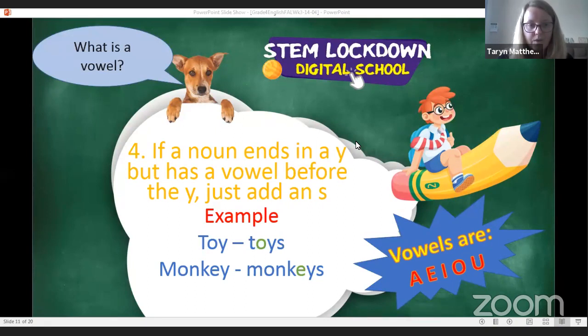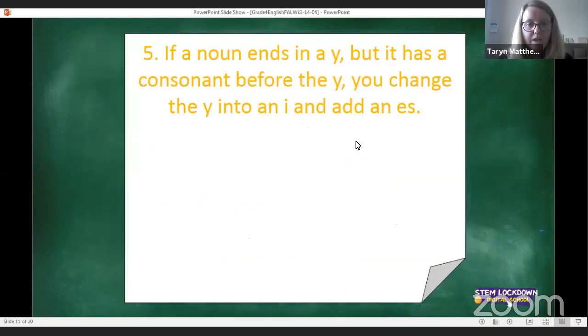All right, so rule 9. A word that ends in a Y, a noun, and has a consonant before the Y: you change the Y to an I and you add an ES.